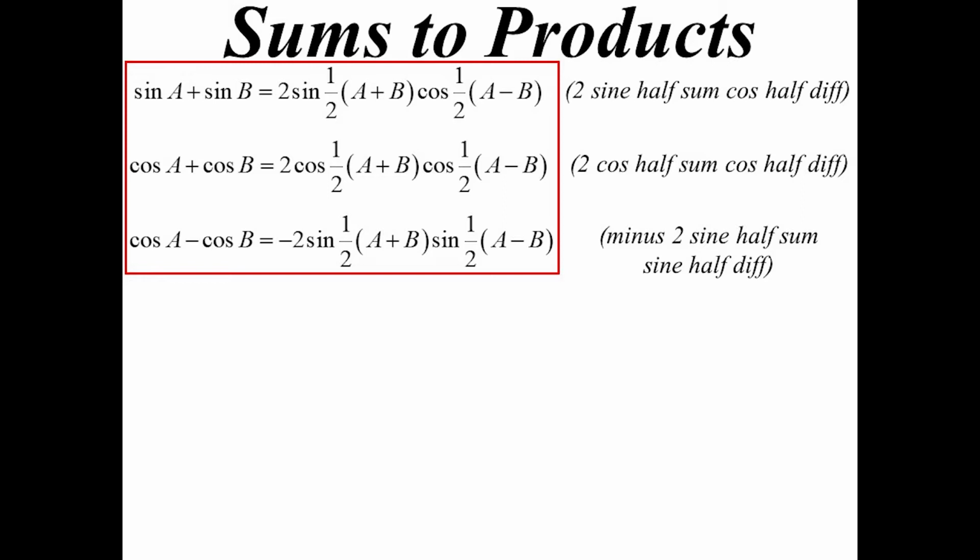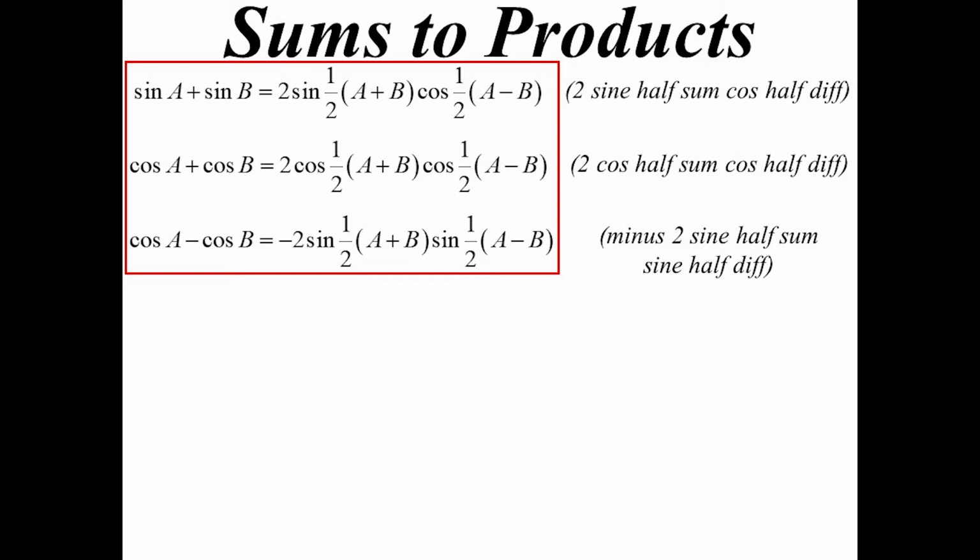Now, if you'll notice, the sine plus sine starts with sine. So that's easy to remember. The cos plus cos starts with cos. So that's easy to remember. And both of those go then half sum. So I'm always going half sum. They both end in cos half diff. So for the first two, when it's the additions, so sine plus sine or cos plus cos, it's just 2, whichever ratio I'm playing with, half sum cos half diff.